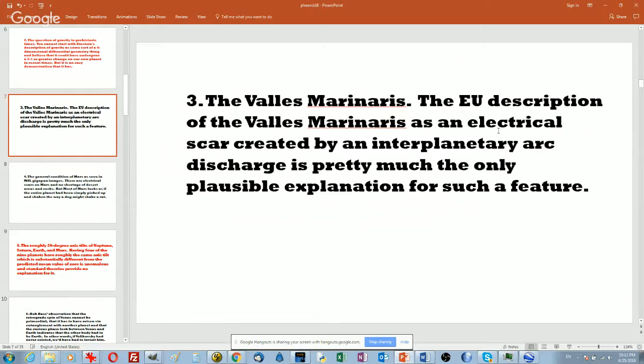I mean, the claim of the people associated with the EU that Valles Marineris is an electrical scar is about the only explanation that there is.